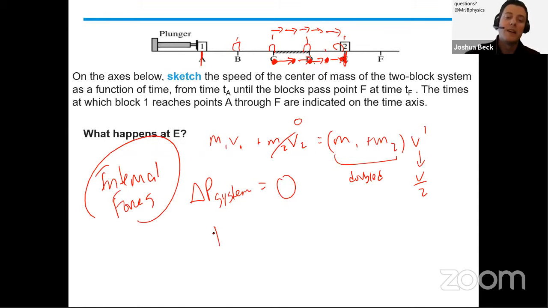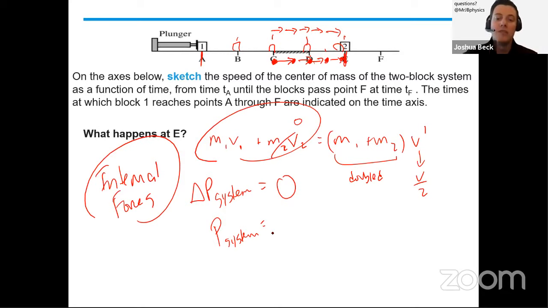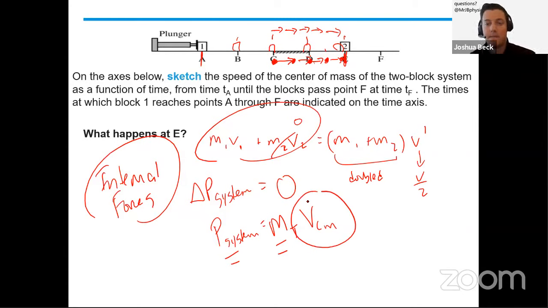Well, the momentum of my system could be calculated this way. It could also be calculated with the total mass times the velocity of the center of mass. Well, if the total momentum of my system is constant because I have internal forces, that means this value has to stay the same. This value stays the same, so this value has to stay the same.